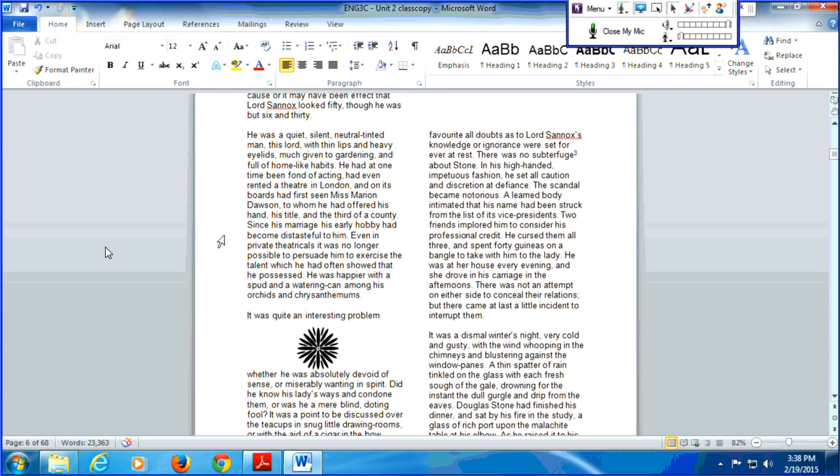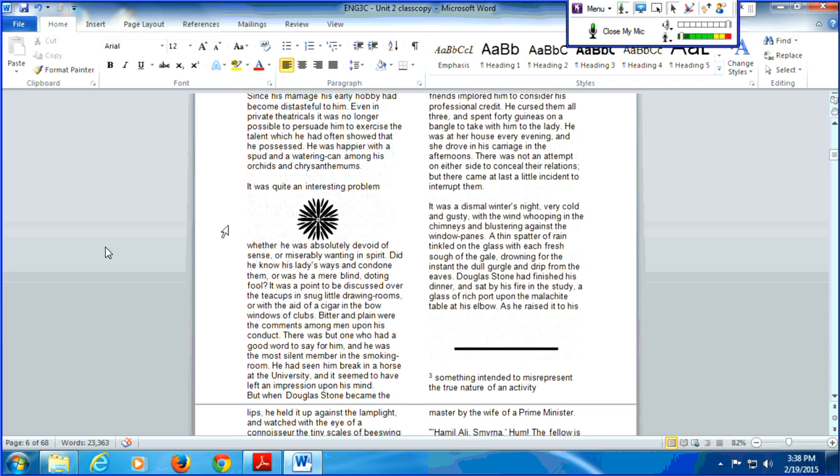It was quite an interesting problem, whether he was absolutely devoid of sense or miserably wanting in spirit. Did he know his lady's ways and condone them? Was he a mere blind, doting fool? It was a point to be discussed over teacups in snug little drawing rooms, or with the aid of a cigar in the bow windows of clubs. Bitter and plain were the comments among men upon his conduct.